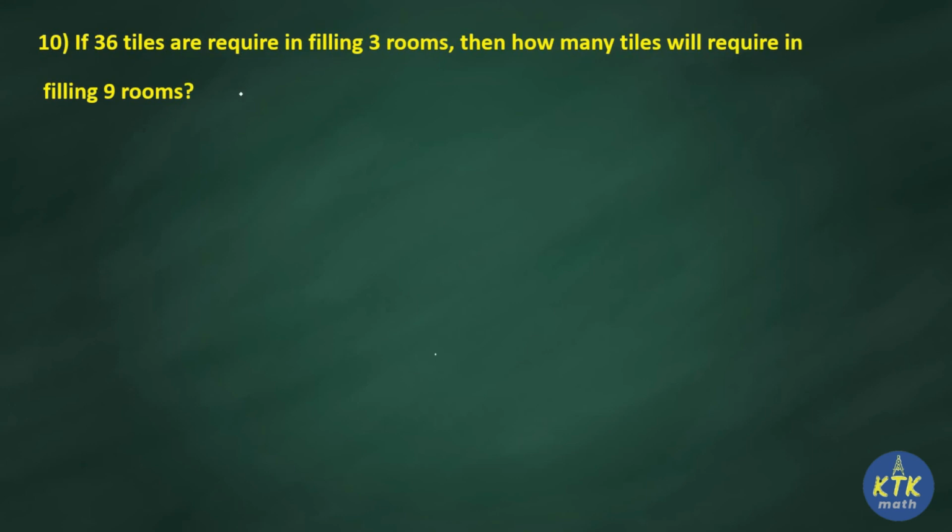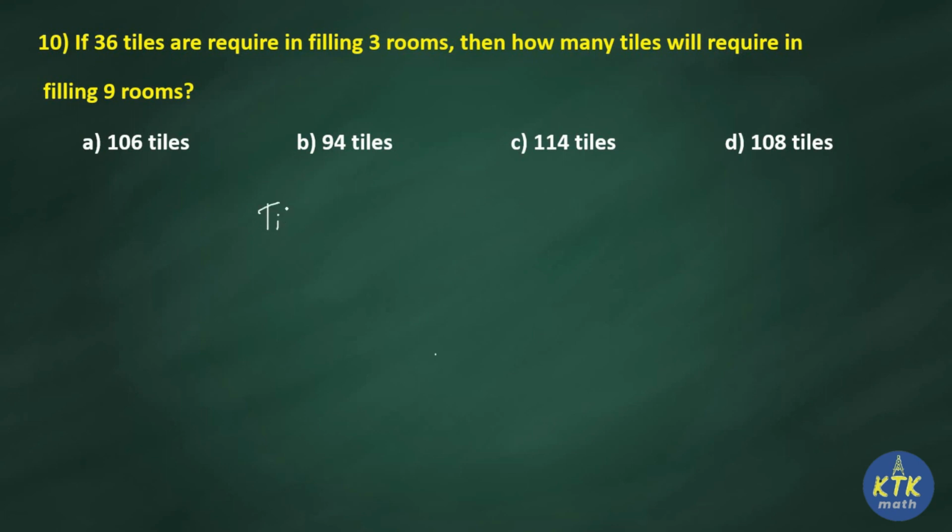Question number 10. If 36 tiles are required in filling 3 rooms, then how many tiles will require in filling 9 rooms? So here we are comparing tiles is to rooms. So 36 tiles requires for 3 rooms. Then how many tiles? So x is to 9 rooms. So in the same method you can try 3 into x is equal to 9 is to 36.